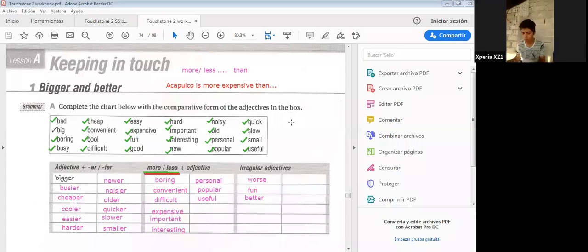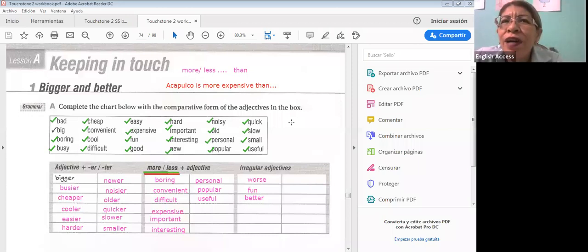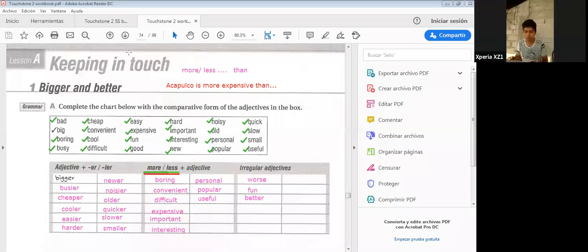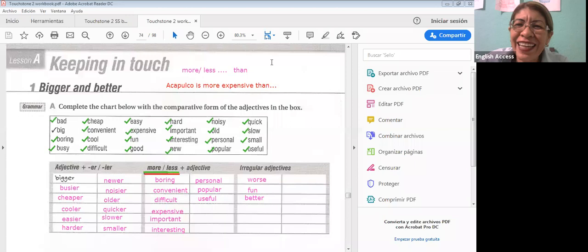Mexico is more hot than Canada. Is more hot. Is it correct to say more hot? Yes, it's correct, Julio. Again, you say more hot. Is it correct to say more hot?